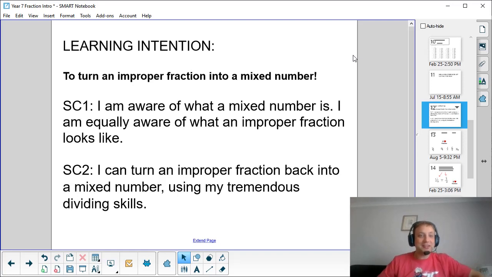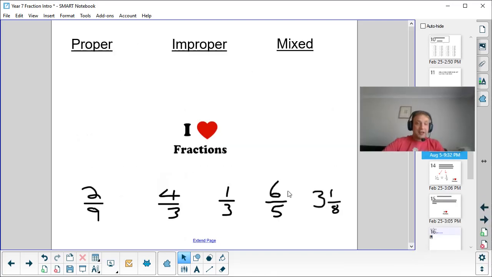So to be successful at that, to get it right, the two things you'll have to be able to do, our success criteria one, is to be aware of what a mixed number actually is, and also to be equally aware of what an improper fraction is. If you don't know what an improper fraction is, and you don't know what a mixed number is, it's going to be very, very hard for you guys to turn improper fractions into mixed numbers. Once you've been reminded of what they are, or you know what they look like, we can then use our division skills to divide the top by the bottom of a fraction and turn an improper fraction into a mixed number for reasons. Okay, it's time to start being successful.